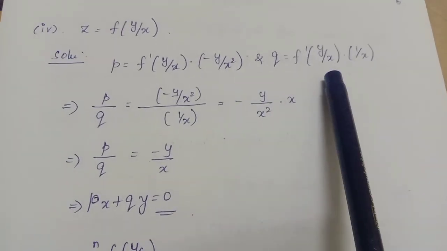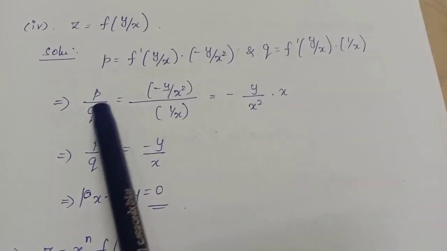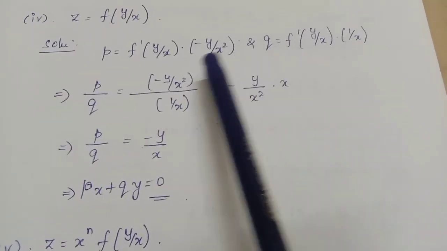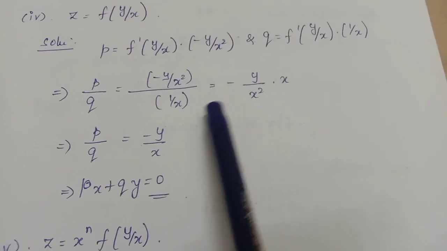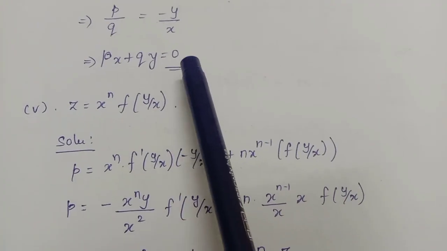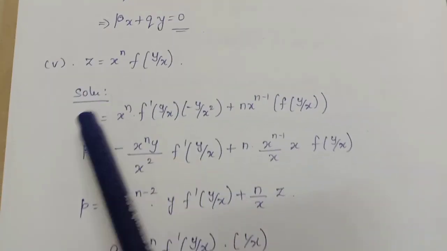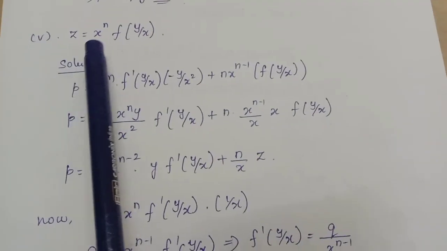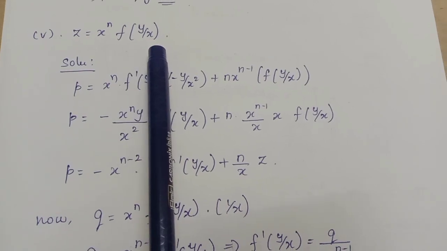Okay, now look at these two things. Yes, we can remove the function. So divide p by q. So what I get? Minus y by x square by 1 by x. So it will be simply minus y by x. So the equation is px plus qy equal to 0. Right? Then next problem, z equal to x power n into f of y by x.